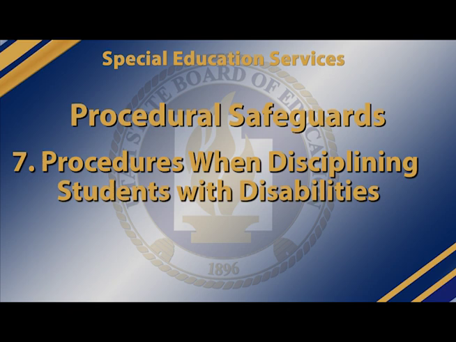General. School personnel may remove a student with a disability who violates a code of student conduct from his/her current placement to an appropriate interim alternative educational setting, another setting, or suspension, for not more than 10 consecutive school days, to the extent those alternatives are applied to students without disabilities, and for additional removals of not more than 10 consecutive school days in that same school year for separate incidents of misconduct, as long as those removals do not constitute a change of placement.